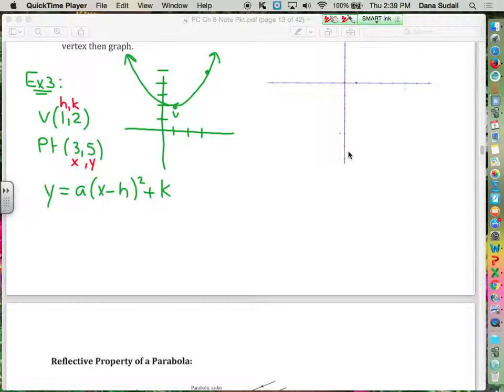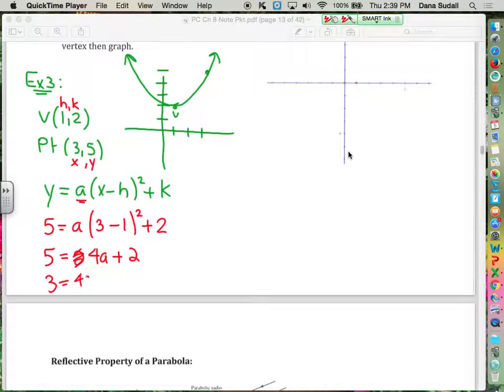So I can take those values and plug them in the equation. The only value I don't know is a, so we'll figure that out. So my y value is 5, my x value is 3, my h value is 1, and my k value is 2. And then we'll simplify. So 5 is, 2 squared is 4, so 4a plus 2, and I can subtract that 2, so I'll have 3 is my 4a. So a is 3/4. Sometimes you get a fraction, sometimes not.